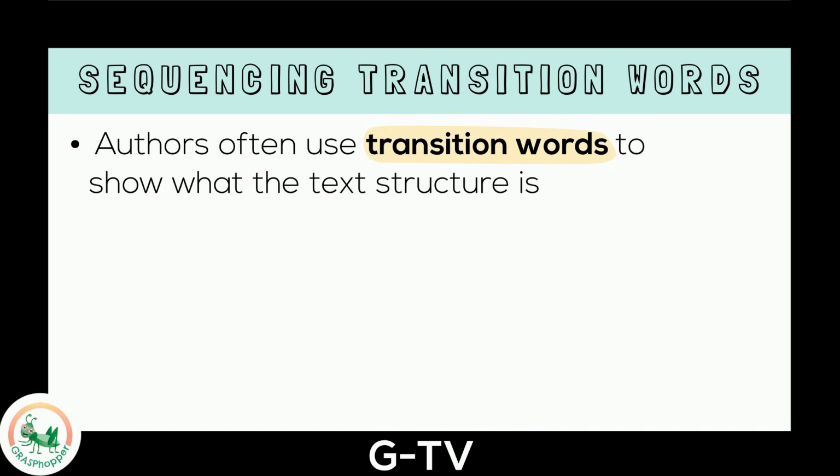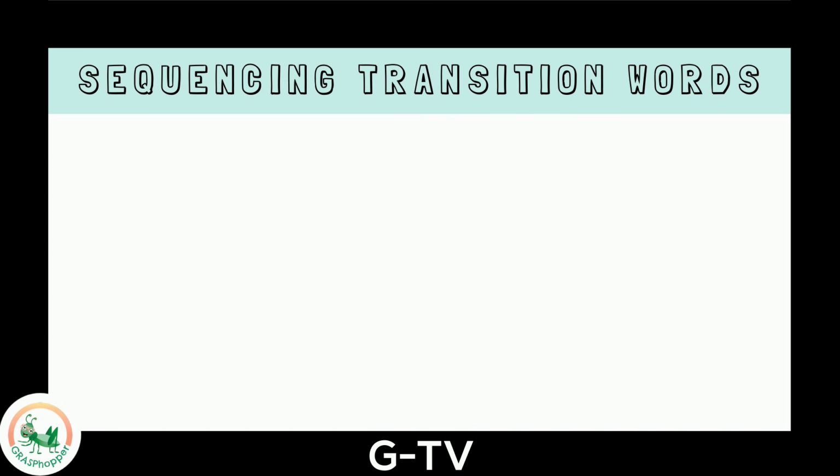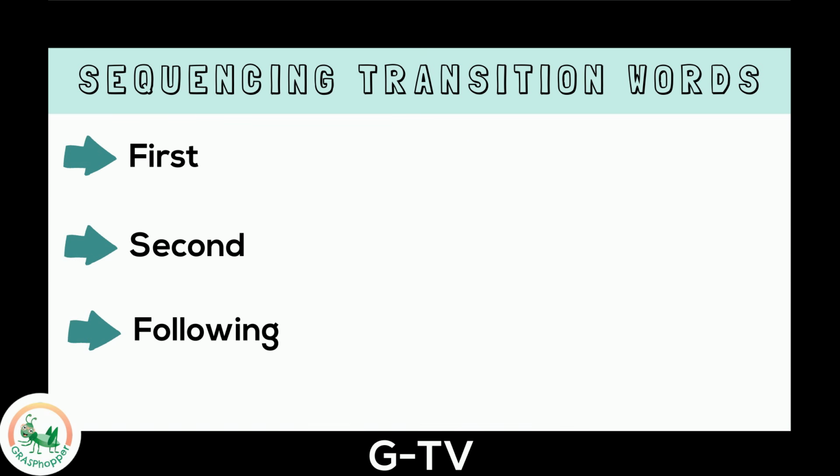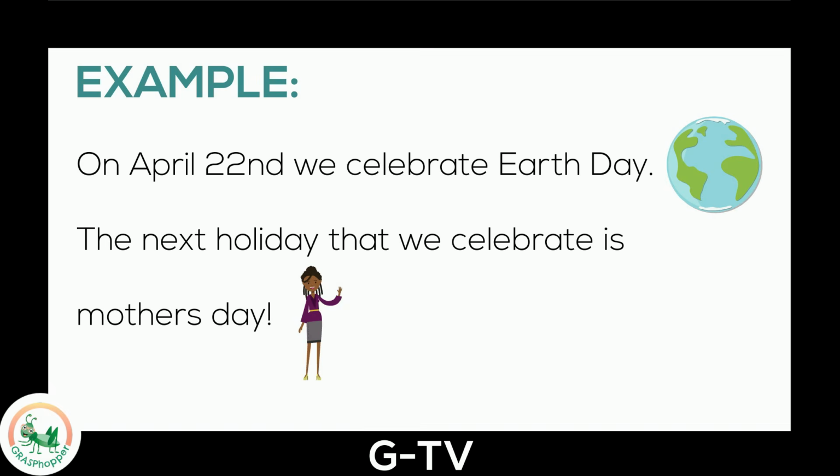Authors often use transition words to show what the text structure is. Sequencing transition words show the order in which events happen. Here's some transition words you may see in a sequencing text: first, second, following, and next. You may also see a bunch of specific dates and times. In this example, the author uses a specific date and the transition word next to show the timeline or the order of events.